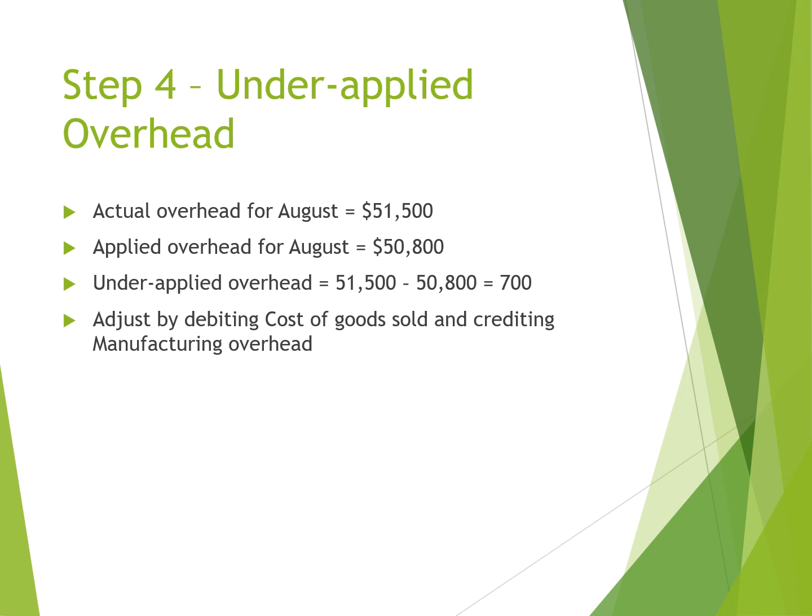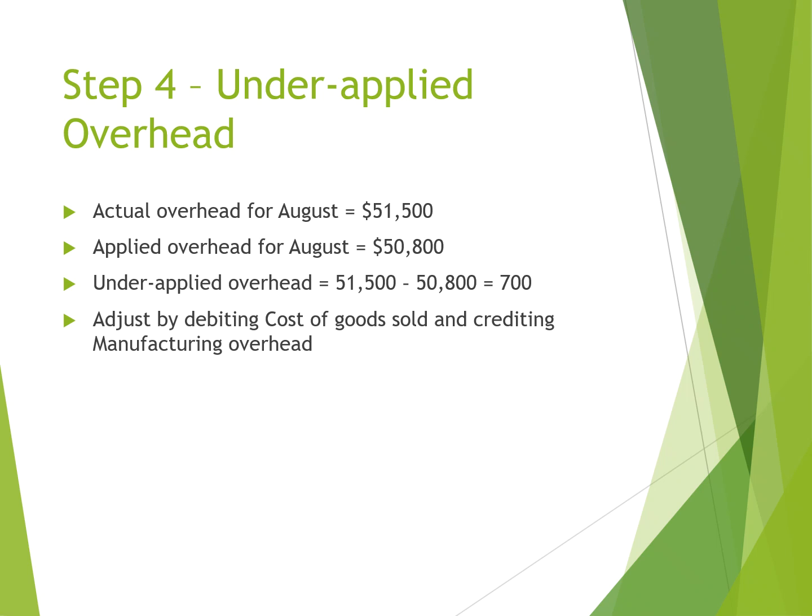For August, Nova's actual overhead turned out to be $51,500, but we only applied $50,800 using the predetermined rate, so we are under applying overhead by $700. In other words, the jobs and the inventory balances are missing $700 of manufacturing overhead.